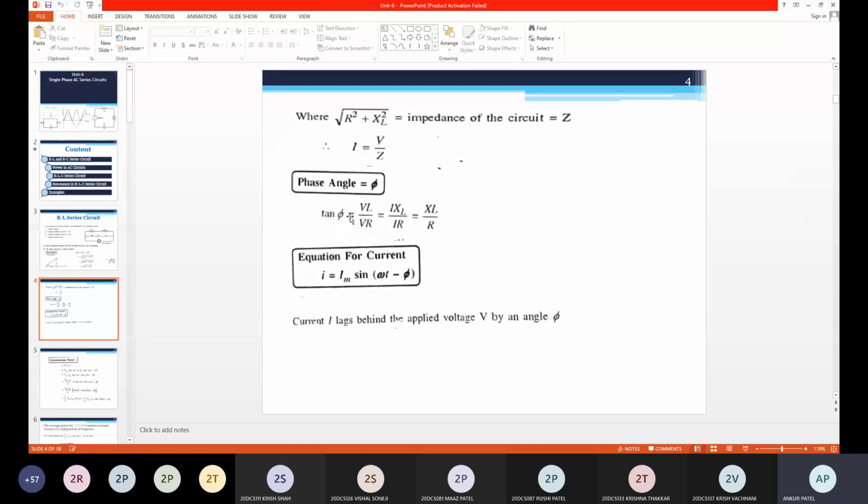You can find VR equal to I into R. VR is the potential difference across R. This V is the resultant voltage. So you can write V equal to I into Z, or I equal to V by Z, the total circuit current for the combination of load.